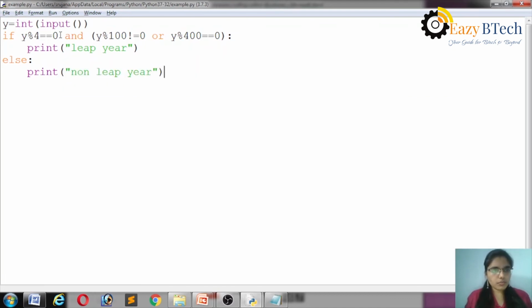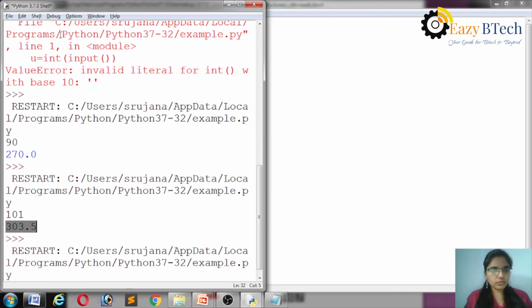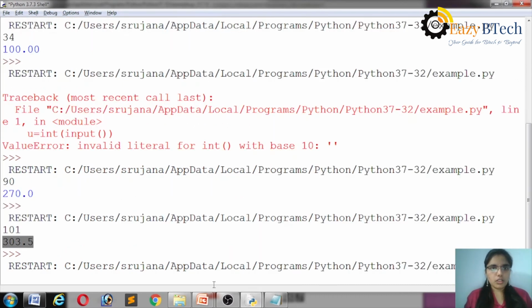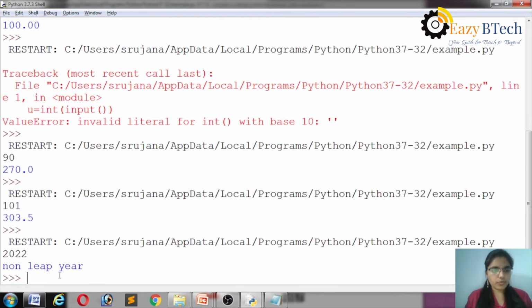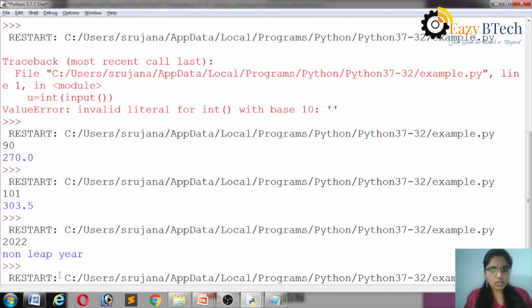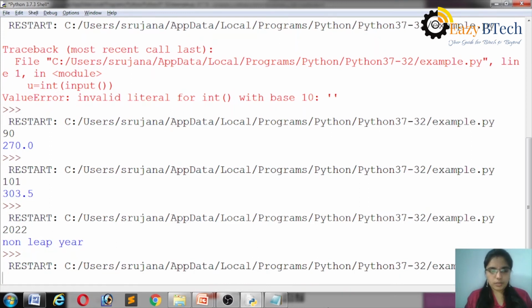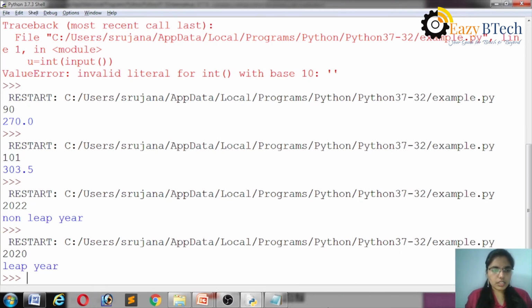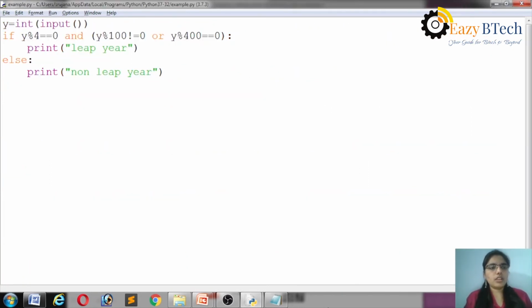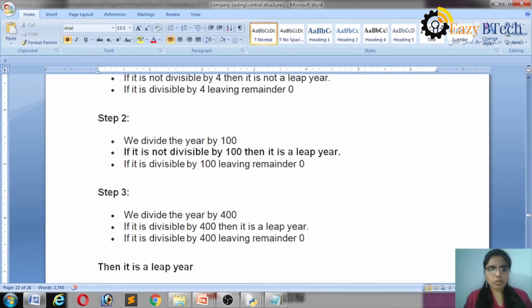Let's execute this. For example, 2022 is a non-leap year. 2020 is a leap year. Okay, let's move on to the next example program.